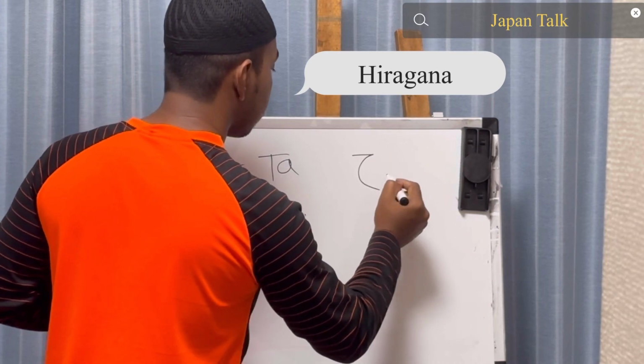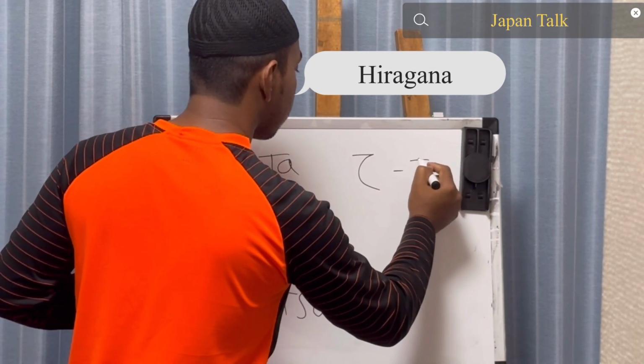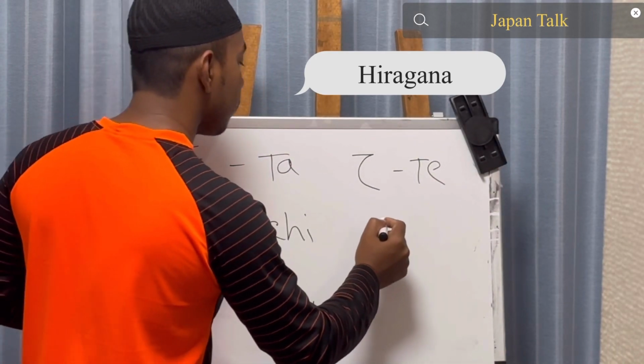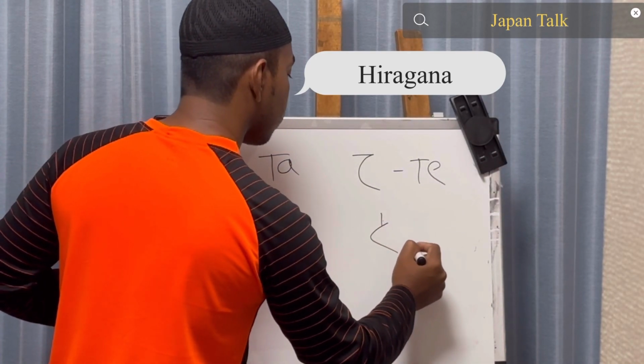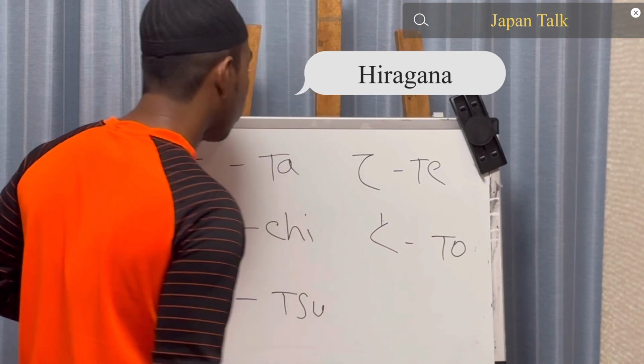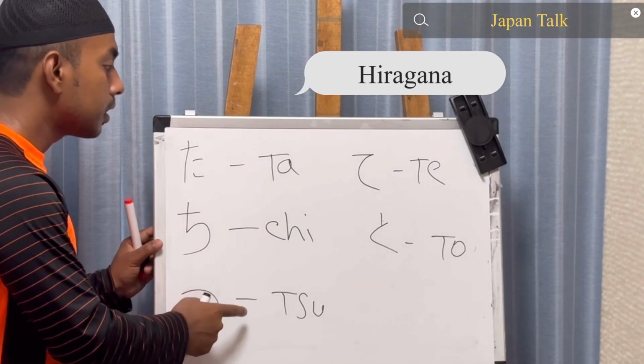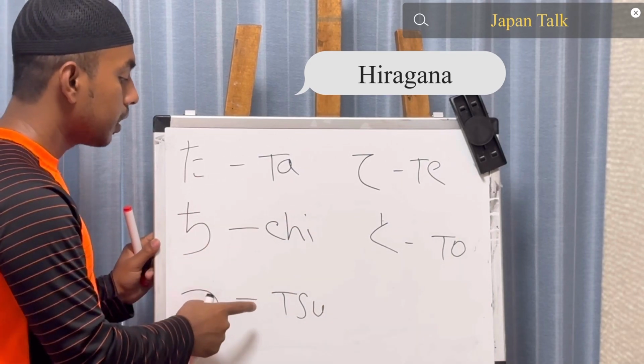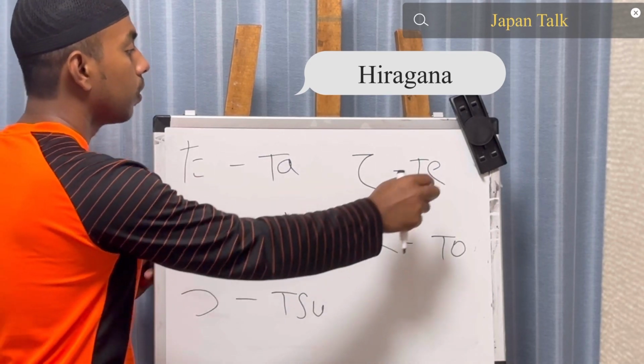And then te. And the last one is to. Ta, chi, tsu, te, to.